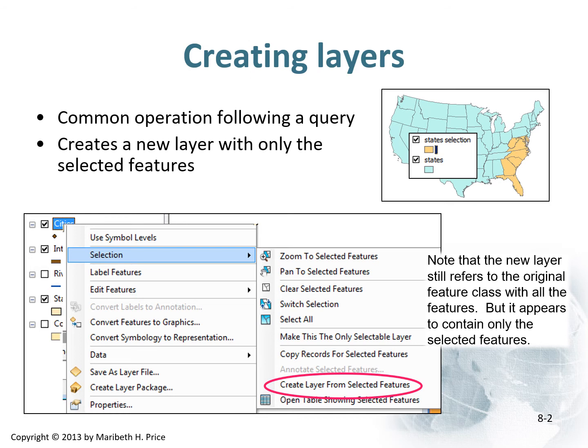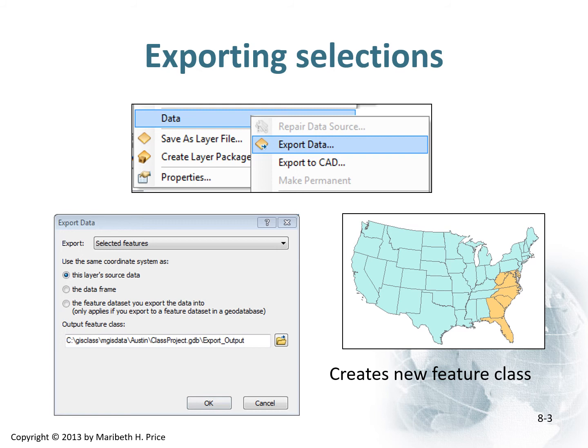I don't like doing it this way. I prefer to actually take the selection and export it as an entire new data set by using the data tab that you see there below on the screen as opposed to the selection tab. Exporting selections is my preferred method. You simply go to data, export data, the export data thing comes up, you get selected features. You can select the coordinate system options and then the location and click OK and you get the new features. It's an entirely new data set that only contains the things that were selected.